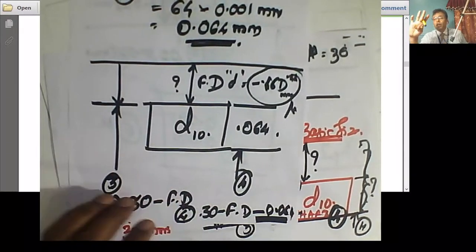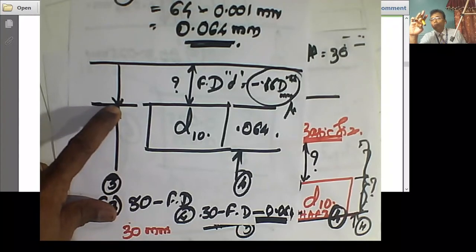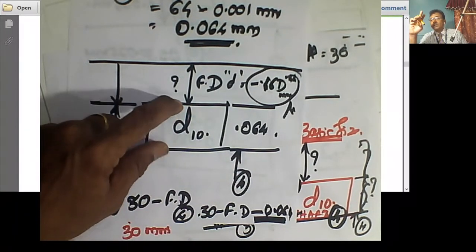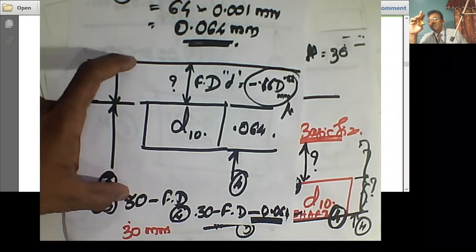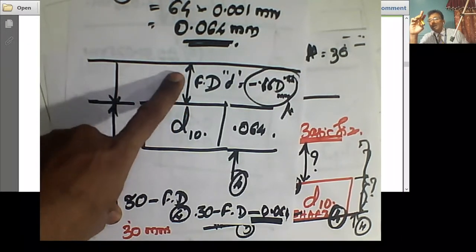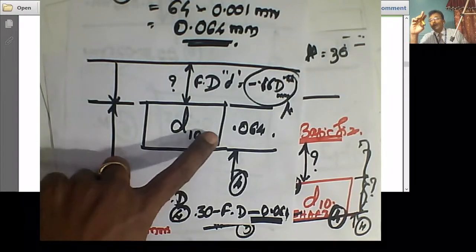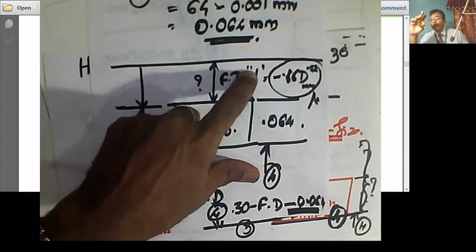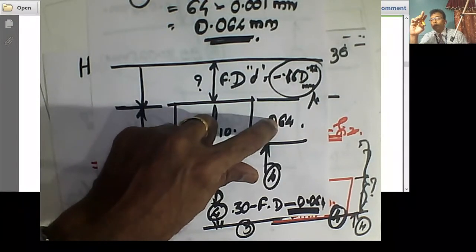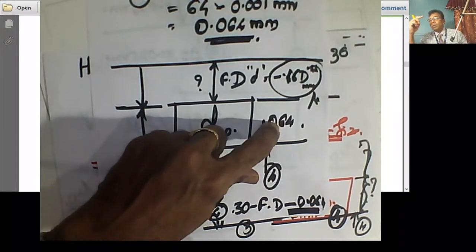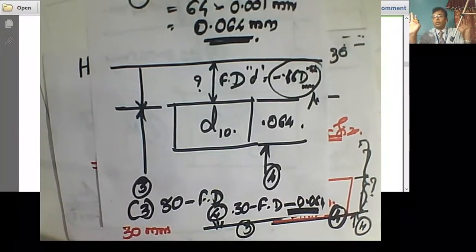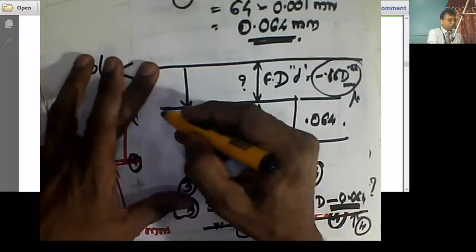Now, remaining, we need to find out the maximum size of the shaft and next, the minimum size of the shaft. Maximum size of the shaft is nothing but 30 minus FD. Next, the minimum size is 30 minus FD minus 0.064. You find out how much is the value. All the four values are got, and you get straight away 12 out of 12.